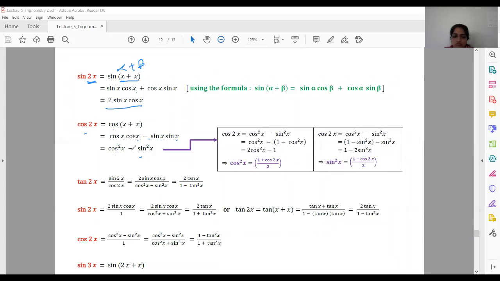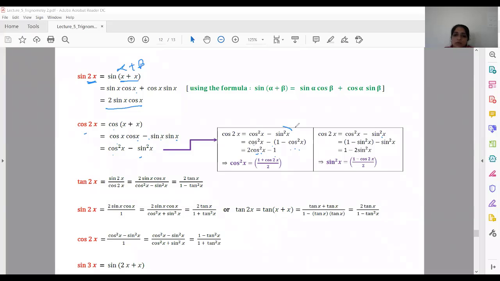Now with the help of this formula, cos 2x is equal to cos square x minus sin square x. If I convert this sine function into cos, then I have to write sin square x is equal to 1 minus cos square x. So by simplifying, I get cos square x minus 1 plus cos square x. So cos square x plus cos square x is 2 cos square x minus 1. So cos square x is (1 plus cos 2x) by 2.